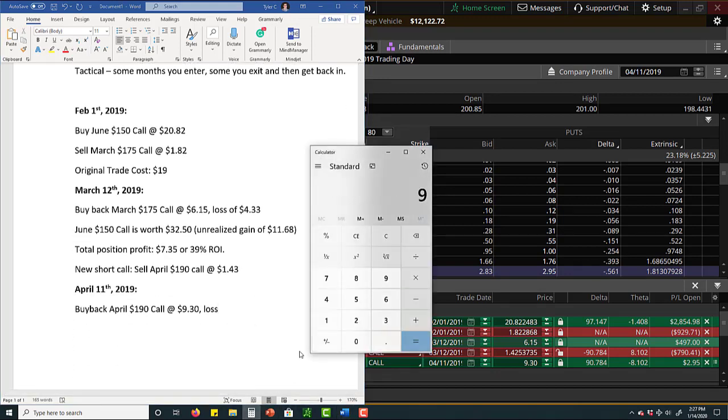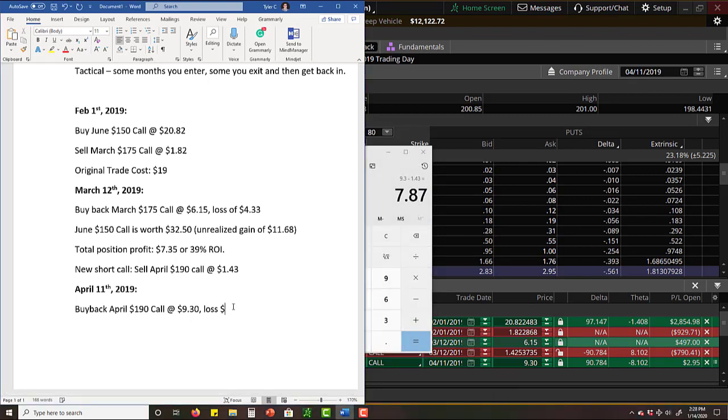I mean, you can see I let that call go way in the money because of my rule. My rule was just to ride and milk the time decay. So I lost $7.87 on the short call that month. I better have made a bunch of money on the long call.